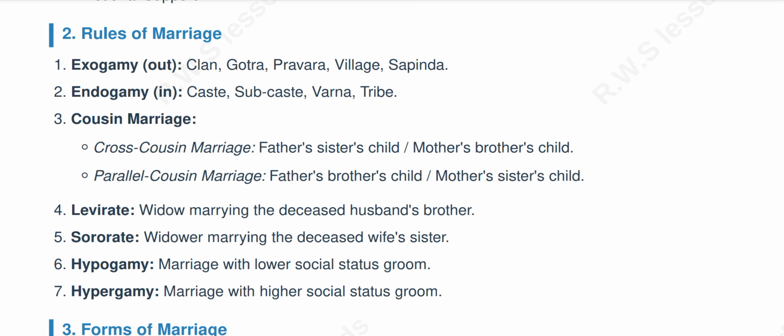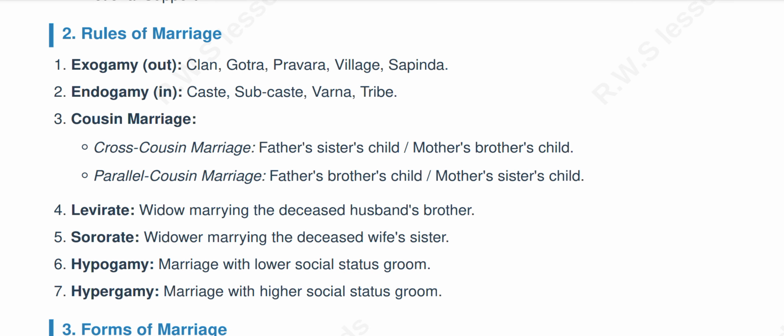Then comes cousin marriage. The first is cross cousin marriage and then the parallel cousin marriage. In the cross cousin marriage, you marry your father's sister's child or your mother's brother's child. And in the parallel cousin marriage, you marry your father's brother's child or your mother's sister's child. I hope you're able to see the difference.